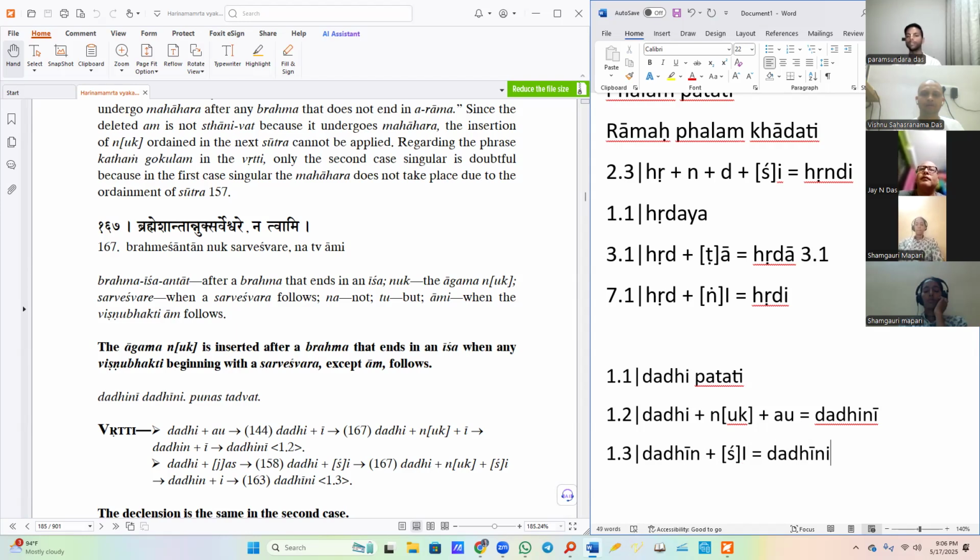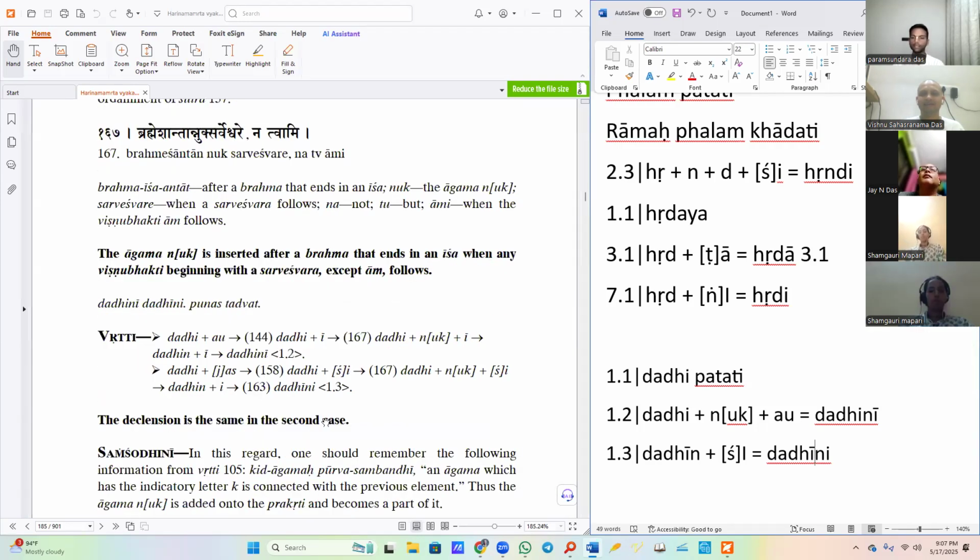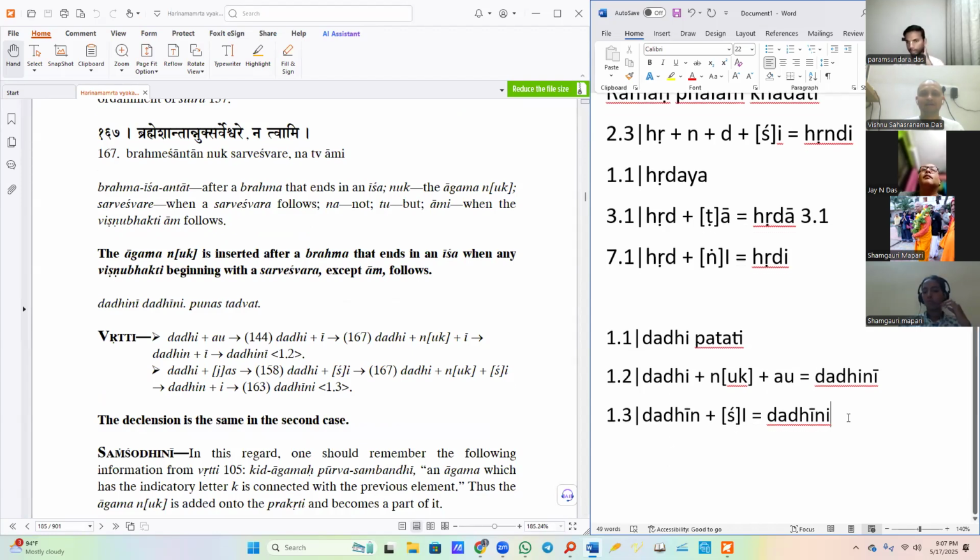What is the difference between the 1.2 and 1.3 forms? The Trivikrama and the Vamana. In 1.2, it is the Dhini. In 1.3, it is the Dhini. Very subtle difference. And it's the same in the second case for the dhi.